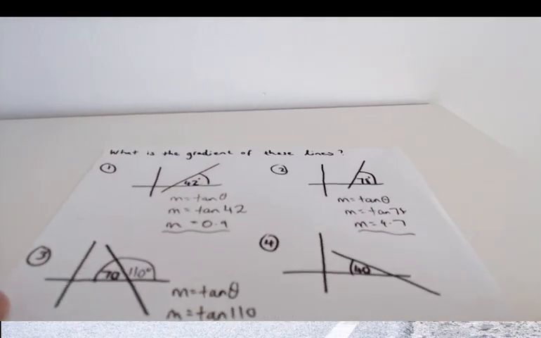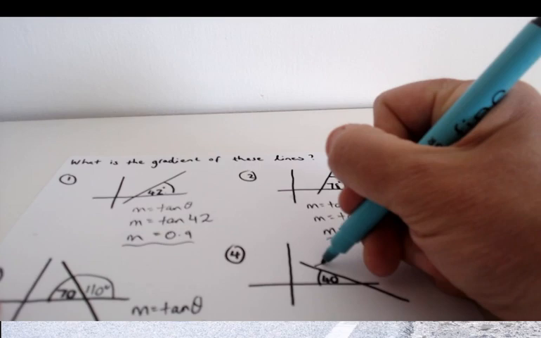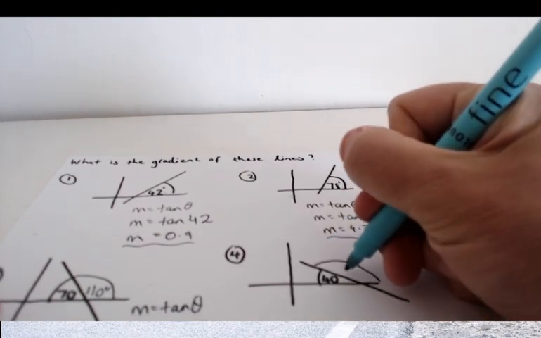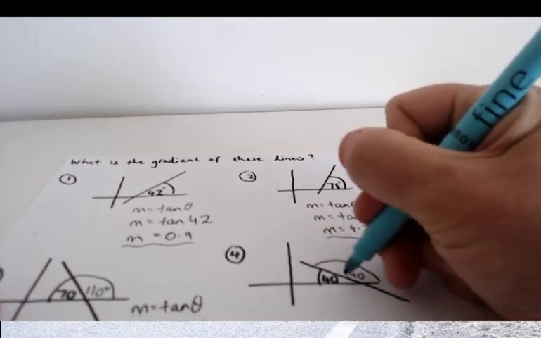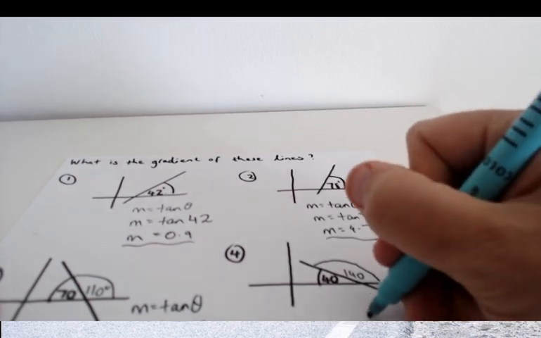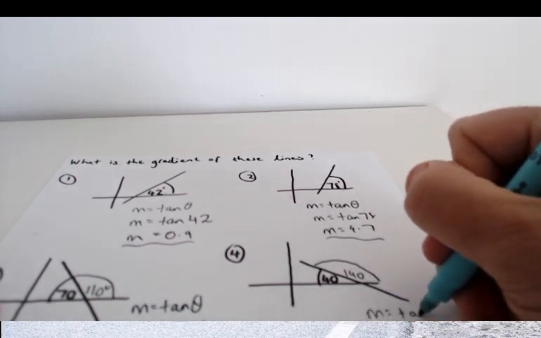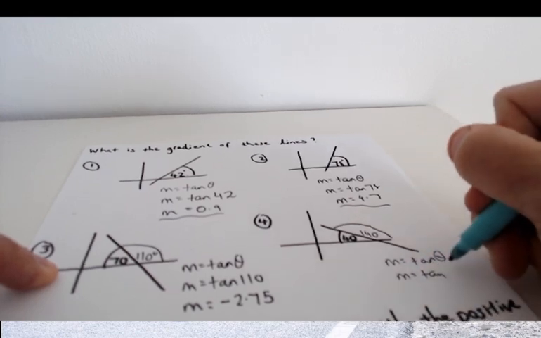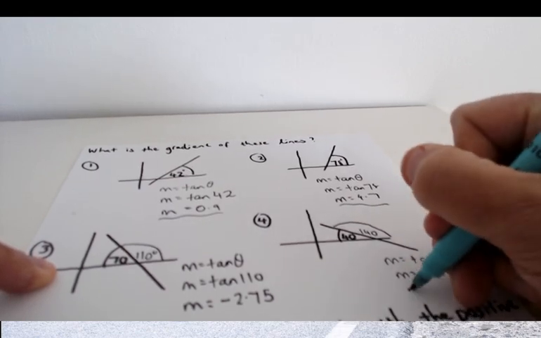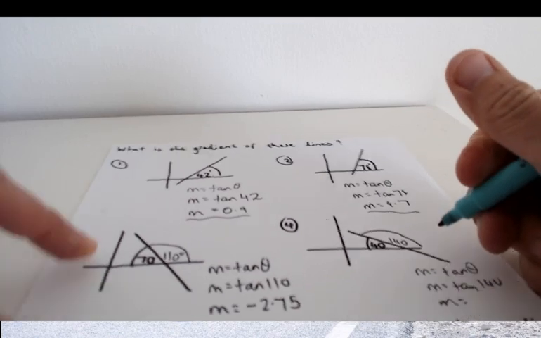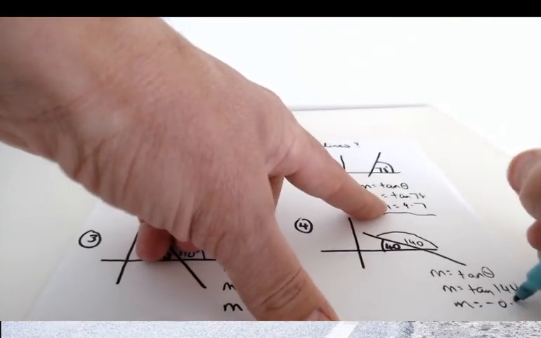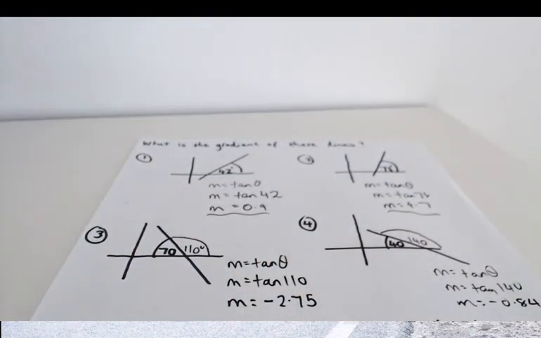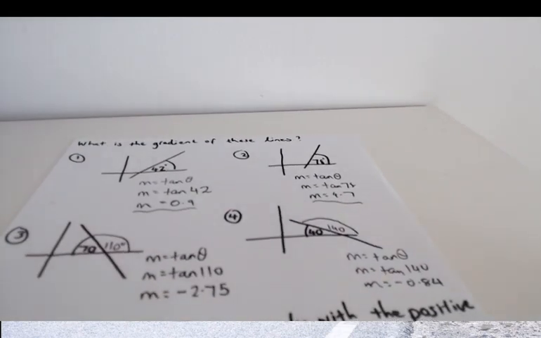Question 4, same idea. This angle's 40. You need to get this big angle here, which will be 140, because they have to make 180, remember. m equals tan theta, m equals tan of 140. Check it on the calculator: m equals minus 0.84. And that's those 4, when you've been given the angle and are working out the gradient.